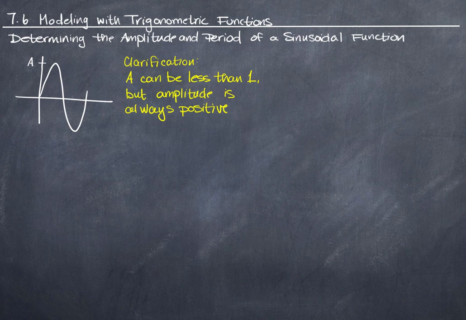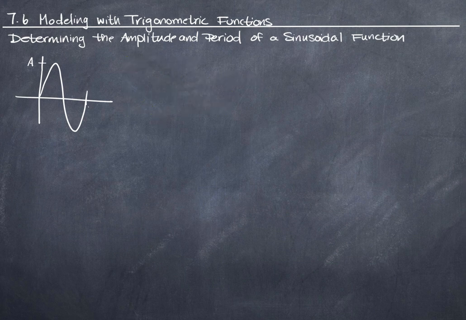We also talk about the period of a graph. The period of an untransformed sine function is 2 pi, but it can be more than that or less than that, depending on whether it's been stretched or compressed in the horizontal direction. Functions can also be shifted up or down.